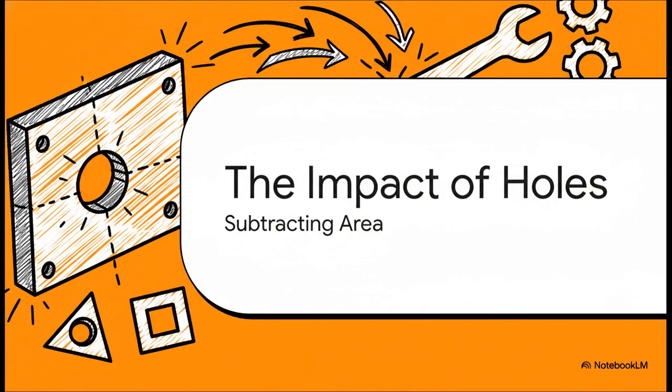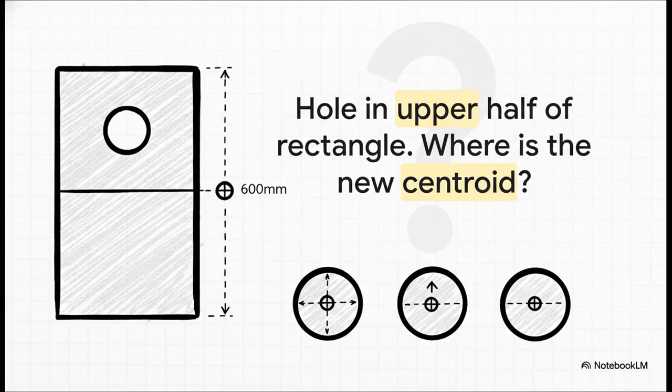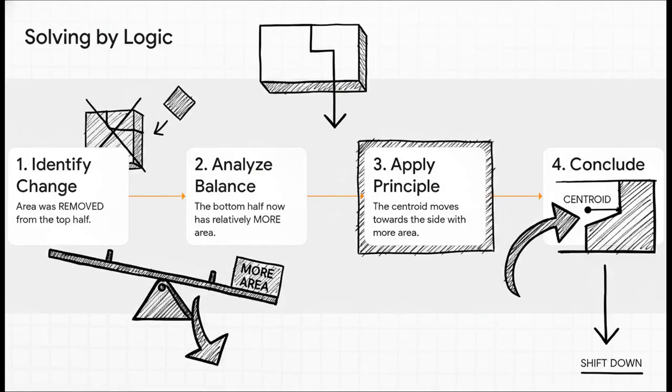Okay, we've seen what happens when we add area. But what about the opposite? This is a super common exam scenario. What happens when we subtract area by cutting a hole in something? Let's look at this like a real MCQ. You've got a rectangle, 600 millimeters high. Before we do anything, its centroid is at the middle, right? Y equals 300 millimeters. Now, we come along and we cut a hole out of the upper half. So where is the new centroid? Is it still at 300? Does it go up or does it go down? This is a classic example of where you can use pure logic to beat the exam.